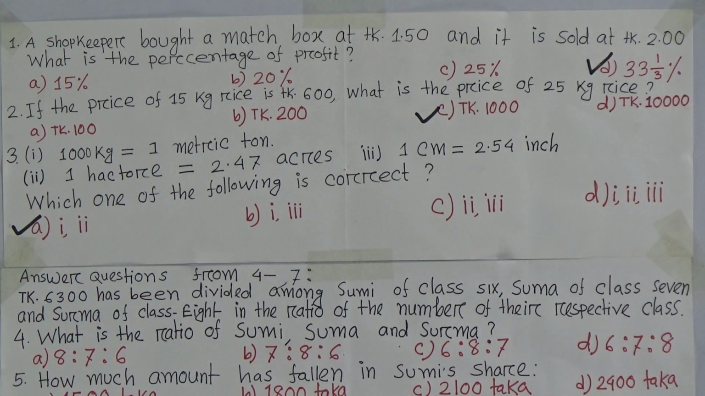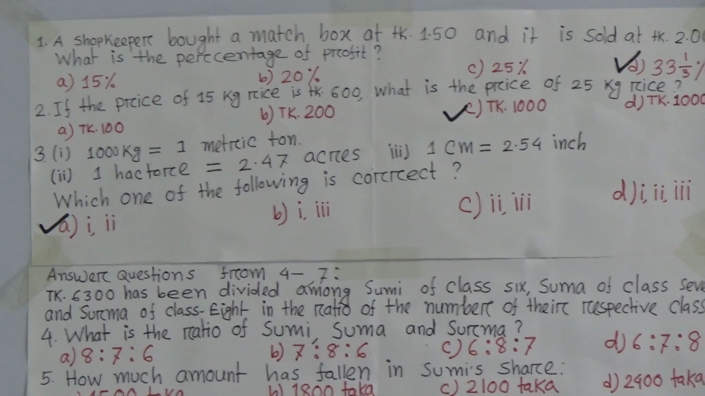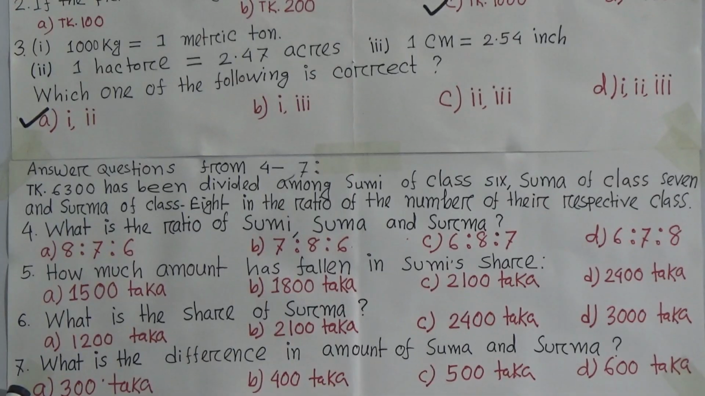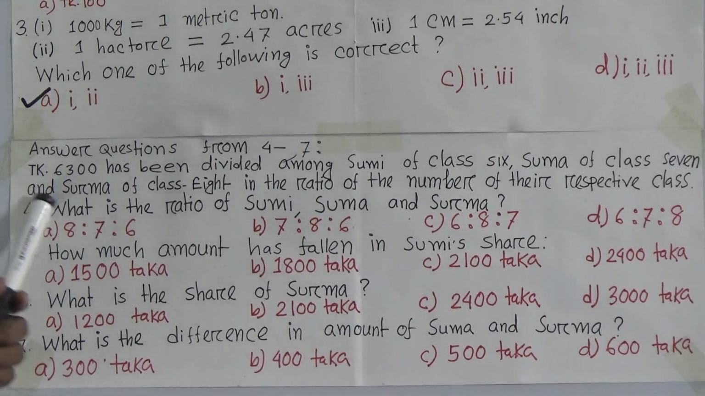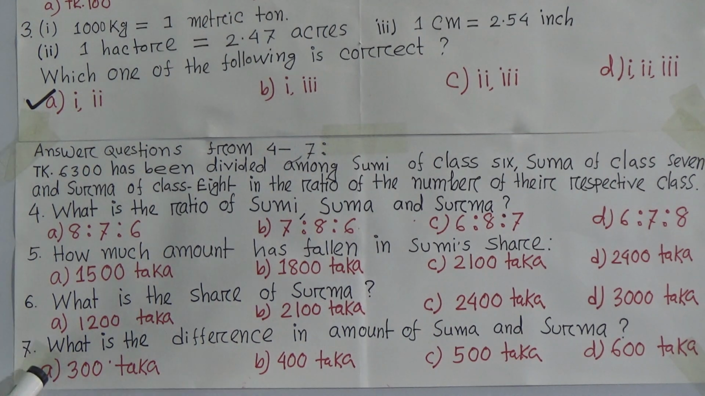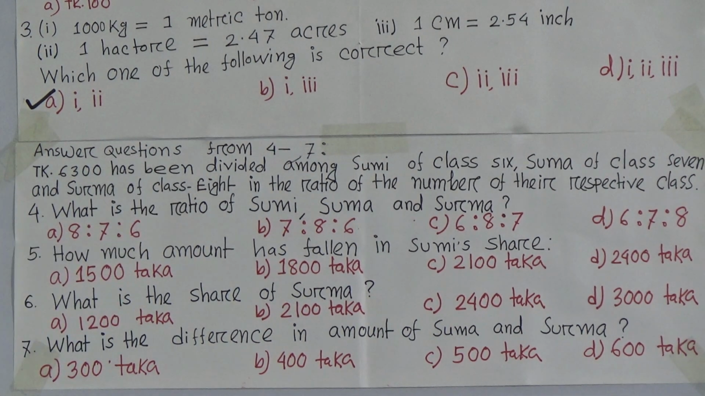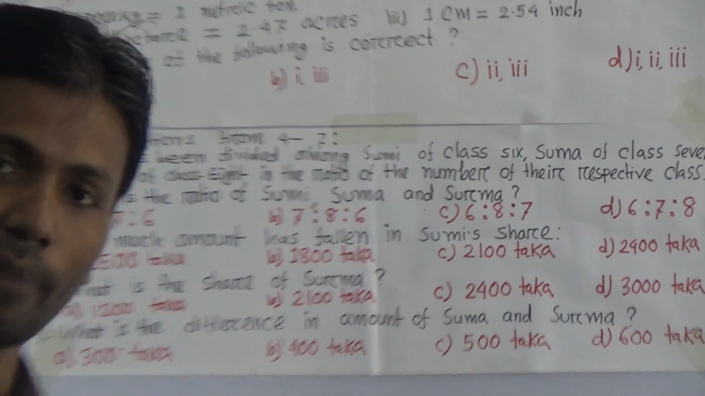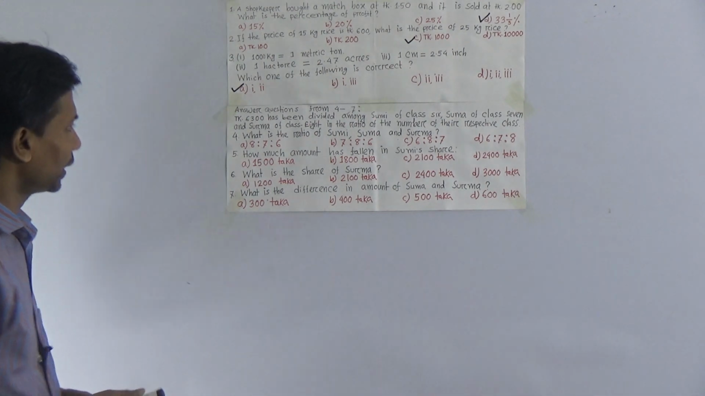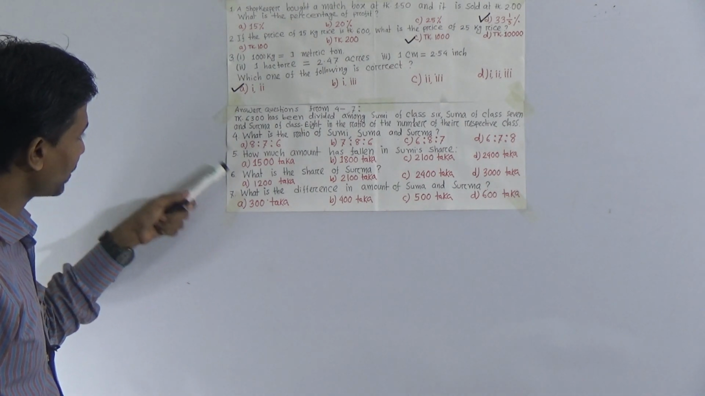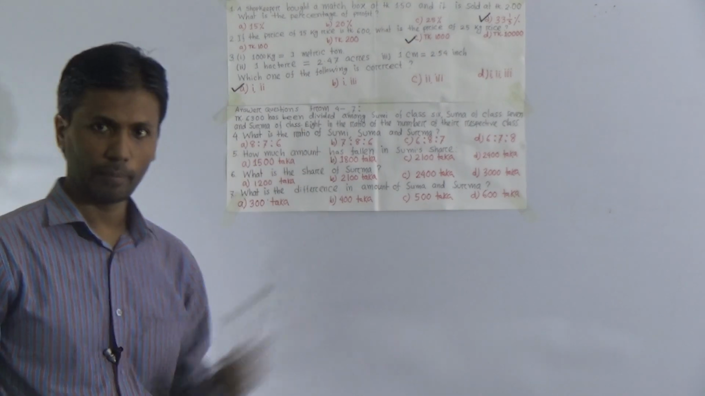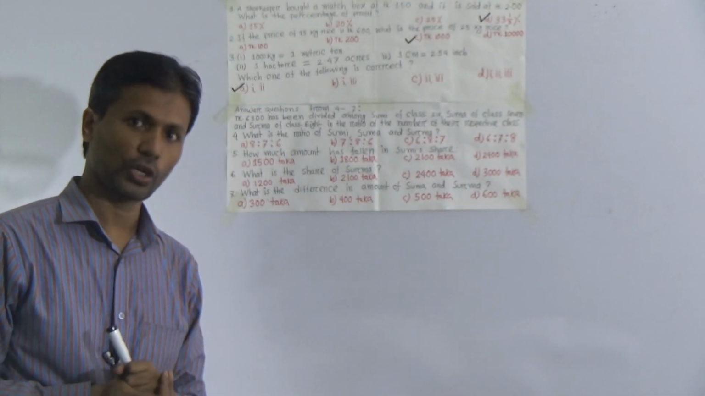Okay. Now I will discuss question number 4 to 7. Dear student, you see there is a stem and 1, 2, 3, 4. There are 4 MCQs and this is the stem. This is called situation based MCQ. Okay, situation based MCQ. That means questions 4, 5, 6, 7 are related to this stem. Okay, using the stem we have to solve.